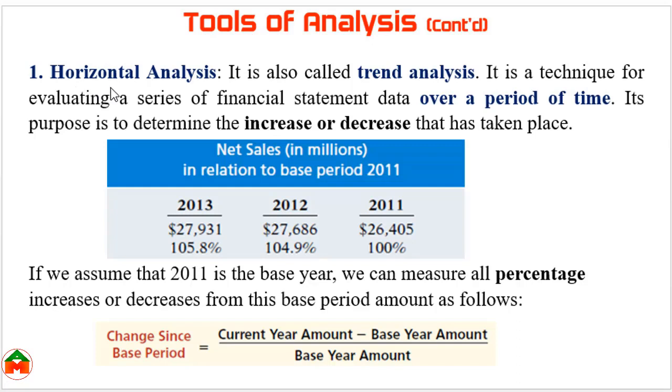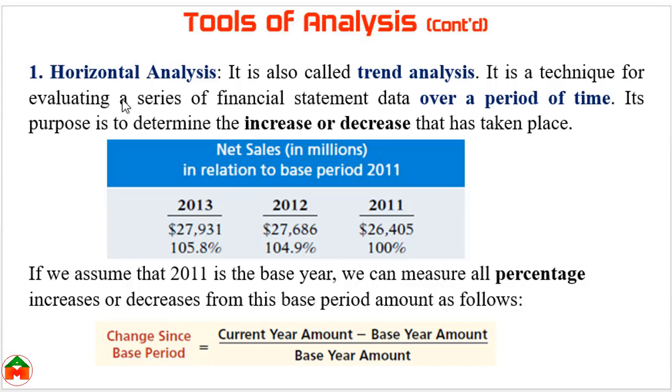The first tool is horizontal analysis. It is also known as trend analysis. Horizontal analysis is a technique by which we evaluate a series of financial statement data over a period of time. Here we can see an example, net sales of 2011, 2012 and 2013. So that is a series of financial statement data on net sales. In horizontal analysis, we analyze the data over a period of time.